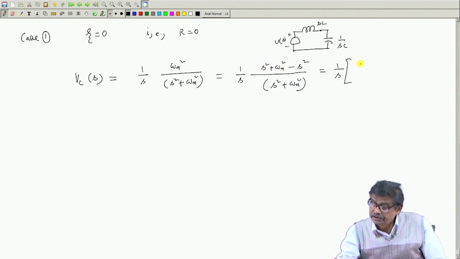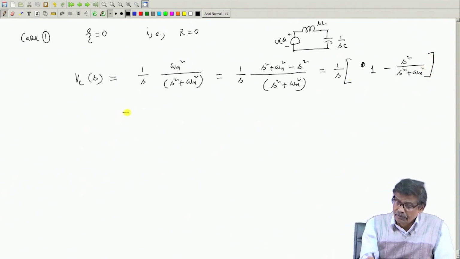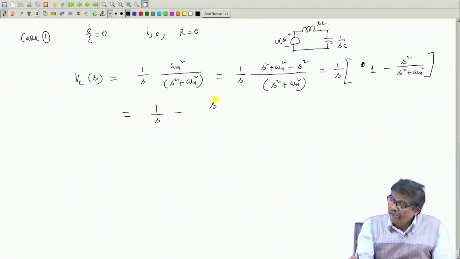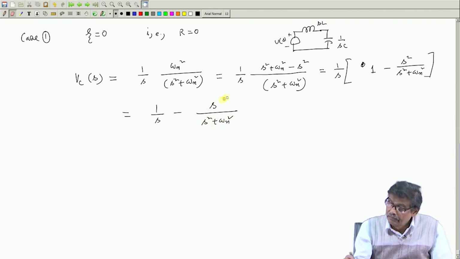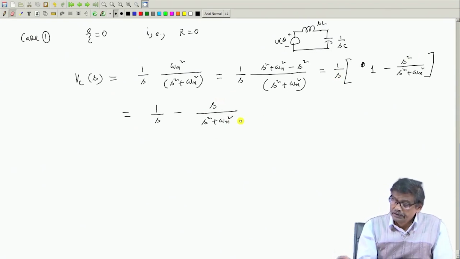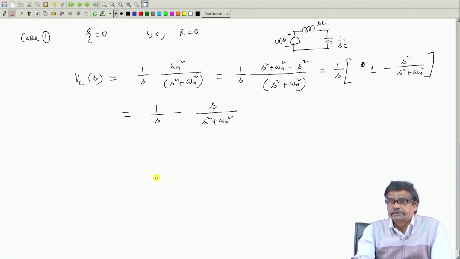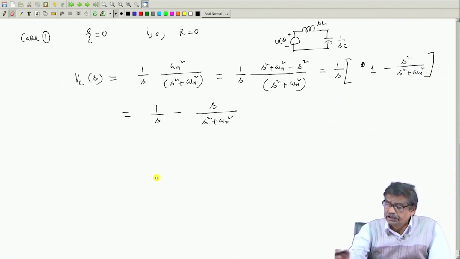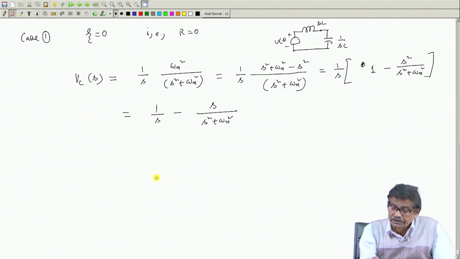This way if you write, you see it will become 1 minus S square by S square plus omega n square, is it not? It will be like this, where it will be 1 over S minus S by S square plus omega n square. The 1 S goes, it will be like this. So, it is partial fractions. In whichever way you do, you have to convert it to this.